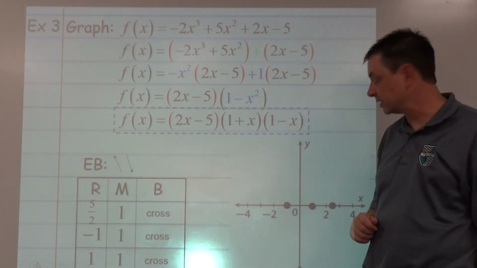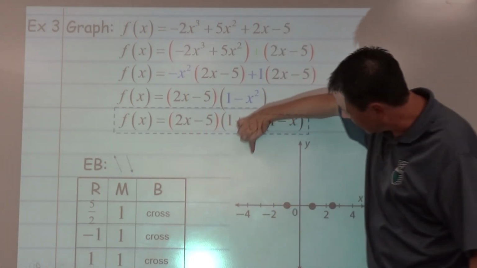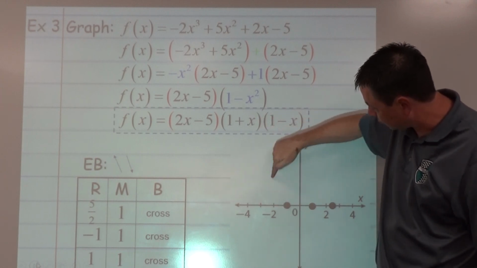So there are our x-intercepts. It's going to start high and again cross, cross, cross.